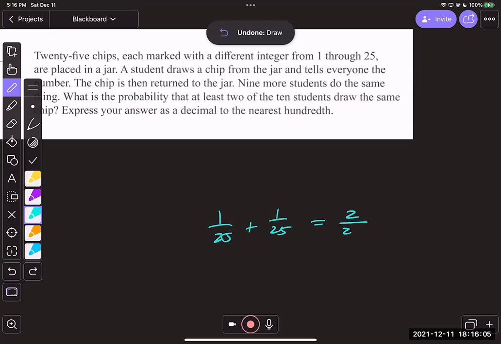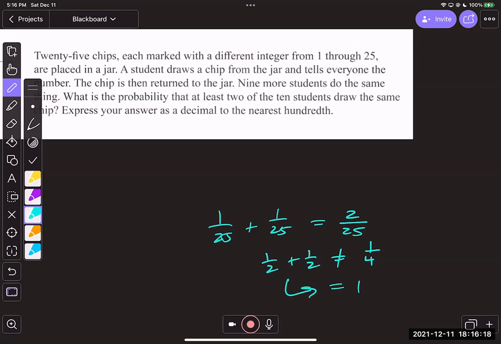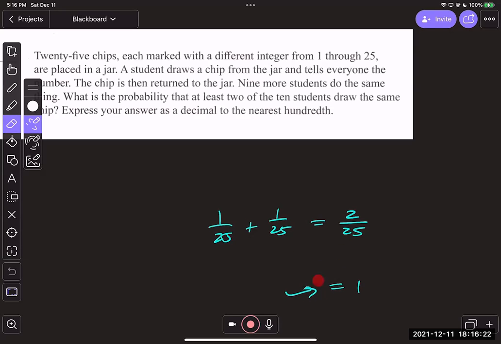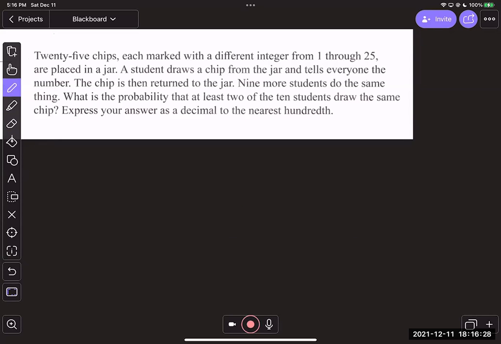Think about 1/2 plus 1/2. This is not equal to 1/4. This is equal to 1. Yeah, I got it wrong. Okay, I want to hear the logic for the rest of it. Even if the calculation is wrong, let's see if the logic was right. What were you going to do? I have no clue. You have no clue?